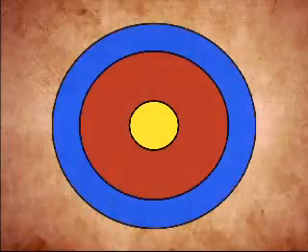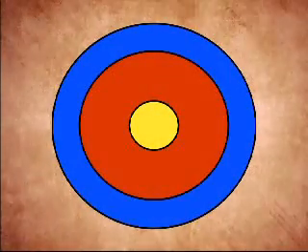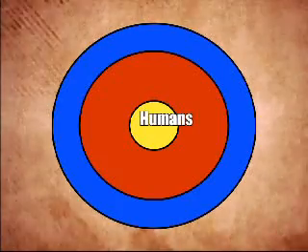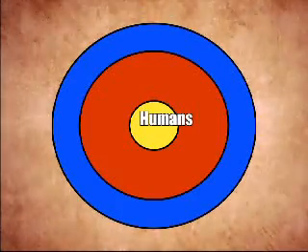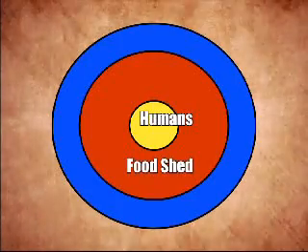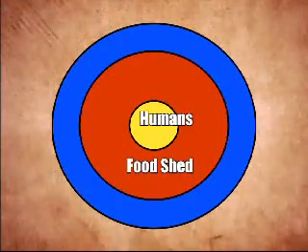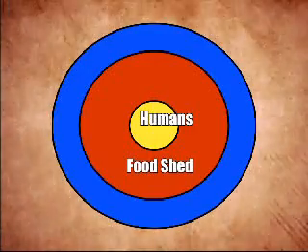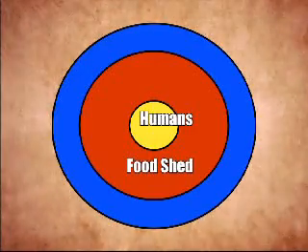Imagine a shooting target, bullseye, with 3 consecutively smaller rings. The inner ring represents the area populated by humans. The ring that surrounds the inner ring is called the food shed. That is where all the food and fiber for the human settlement should be procured. Of course, only through strictly approved and monitored methods of sustainable farming.